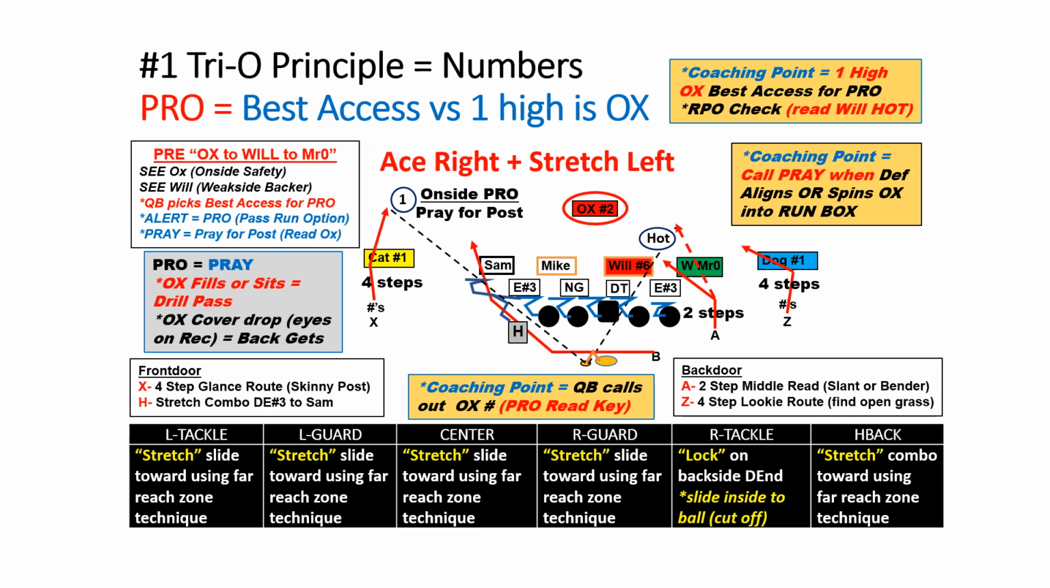Last PRO is when we have 1 clear high safety, and you can see then best access is onside with our pray four post. Quarterback again will read the ox. If he fills or sits, we'll drill the pass. If the ox covers and drops like a super safety or his eyes go right to the receiver, then the back gets. With all of our pray four post PROs, the quarterback always does a will check. If he feels he's going to get hot blitz right now, he can always go back to his alert and look for the A on the hot to the Z on the look.